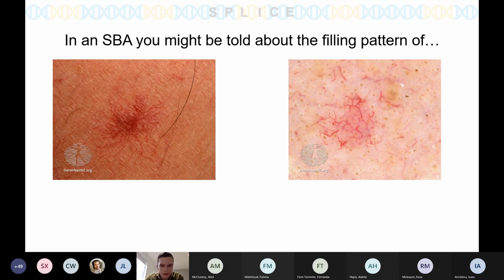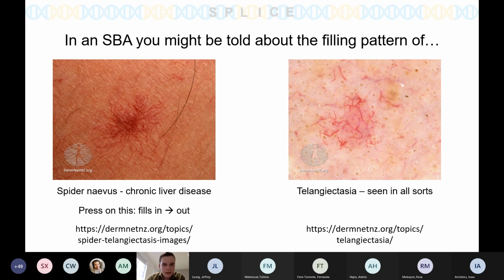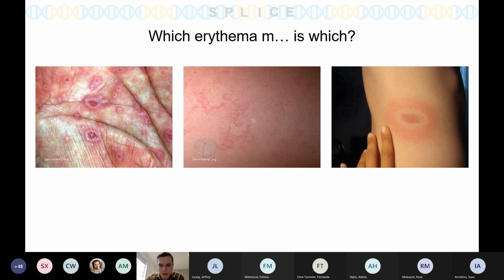Spider nevus, yeah, on the left. Telangiectasia on the right. Yeah, exactly. So if you were to press down on the one on the left, on the spider nevus, what would be the typical filling pattern? Fills from the middle. Exactly. Yeah, nice. And you might get that in an abdo exam in someone with chronic liver disease. It doesn't help that it's called spider telangiectasis, because it's like, is it telangiectasia? Is it not? But you guys got it. Spider fills from the middle. There you go. That is a great little aide-memoire.